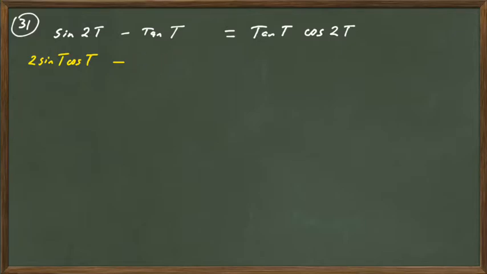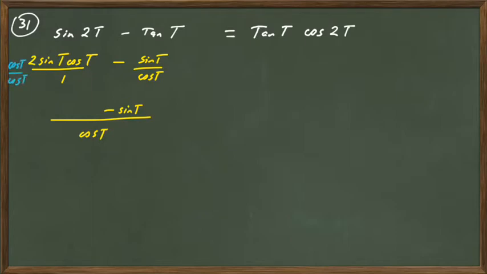Could tangent be called sine over cosine? Now, if I want a common denominator of cosine, what would I have to do to this first part? Multiply by cosine over cosine. Would that give me the right denominator? So what would I have on top here? 2 sine t cosine squared t, I believe.